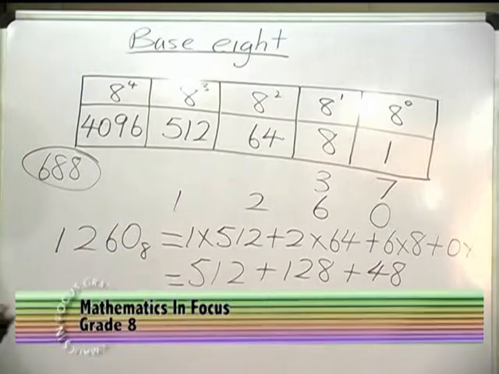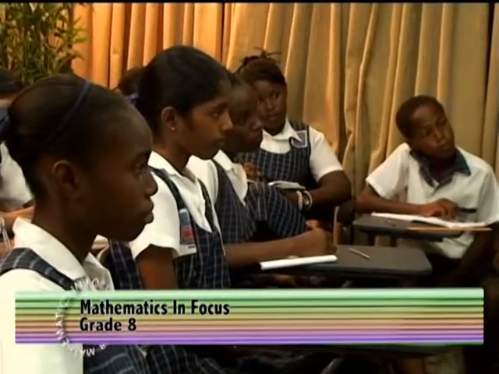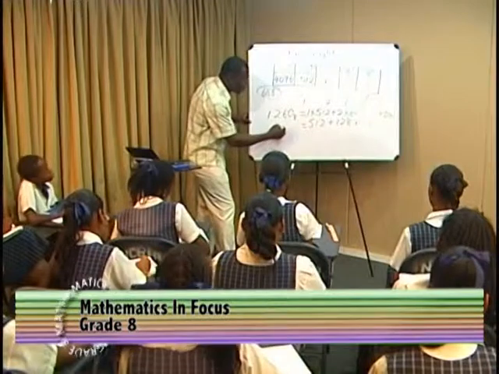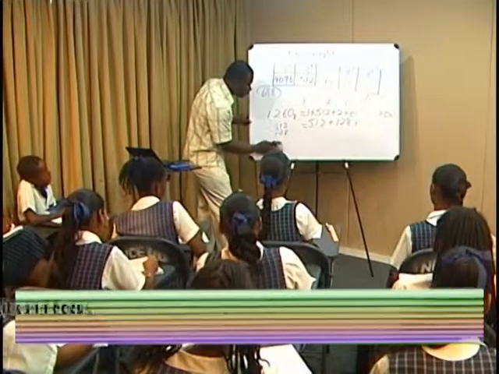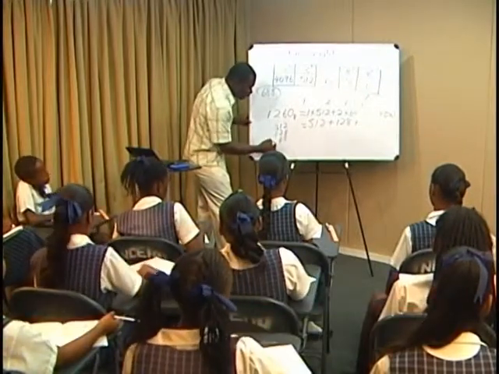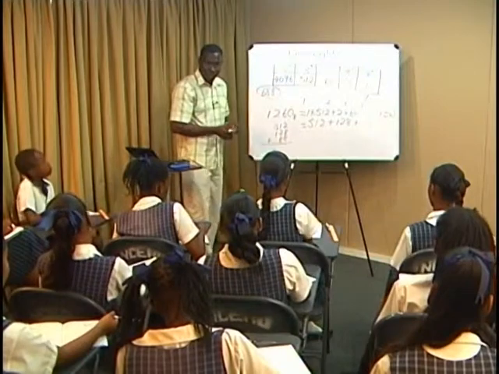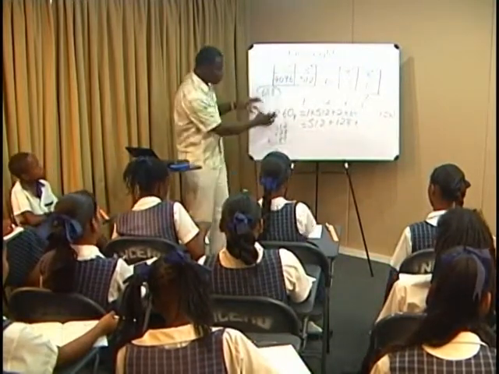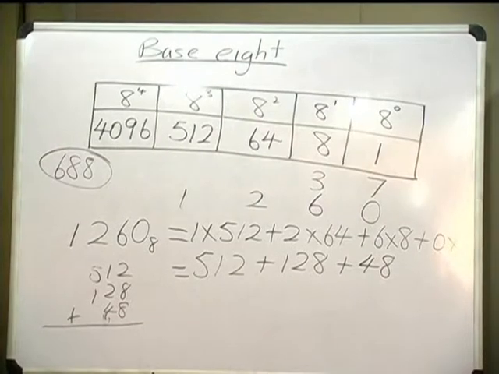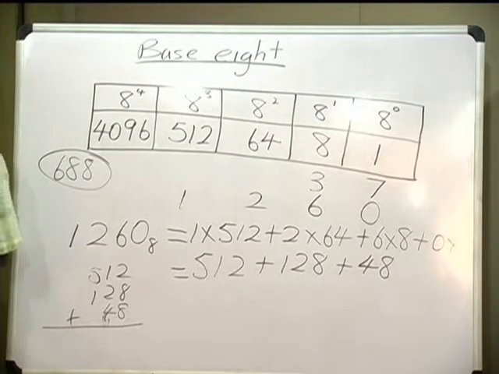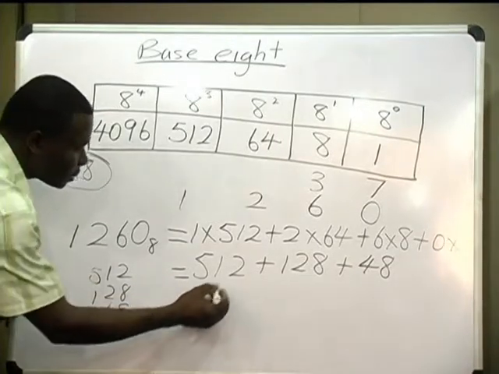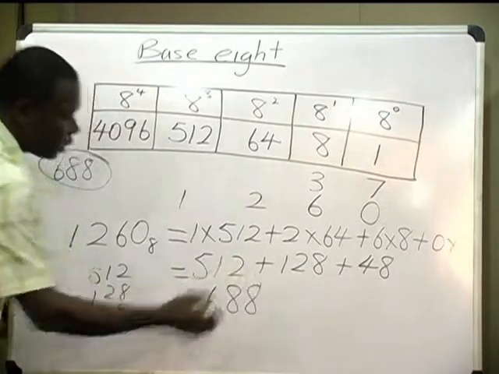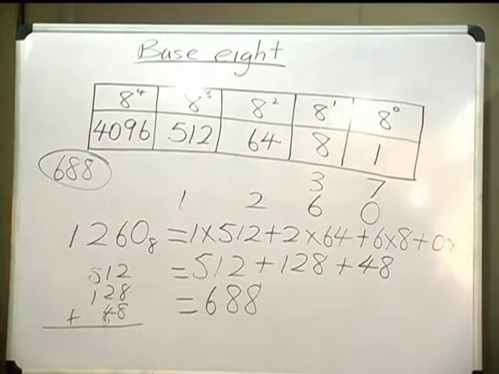Now, of course, at this stage, if you wish, you can go to the corner of your page and add up 512, 128, and 48. And you can add these here and see what you will get. If you cannot look at them like this and add it, then you could always perform the addition this way. But regardless of how you perform the addition, we all agree that this will add up to 688. So 1260 in base 8 is 688 in base 10.